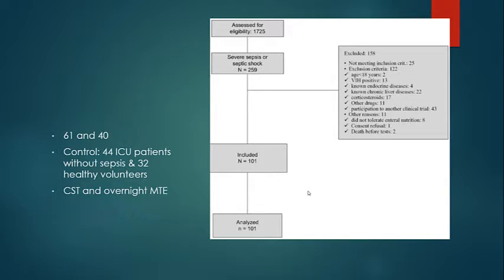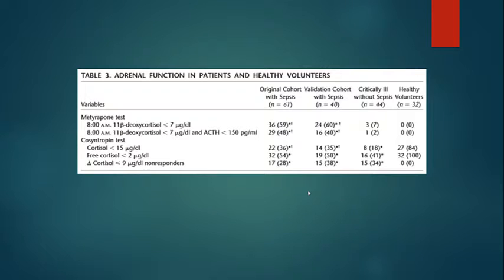They did the CST test, and they did the MTE test, the metyrapone test, which we do not do on a regular basis because we all know it can cause severe hypoglycemia. So it's mostly done in studies. And this is what they measured: ACTH, cortisol, the protein or the albumin, and 11-beta deoxycortisol.